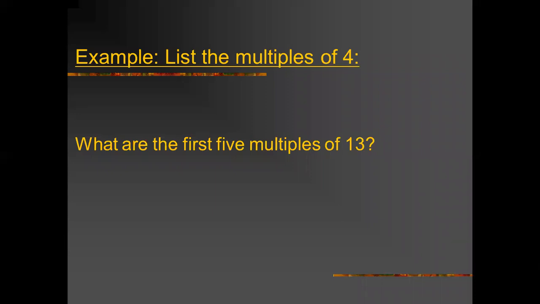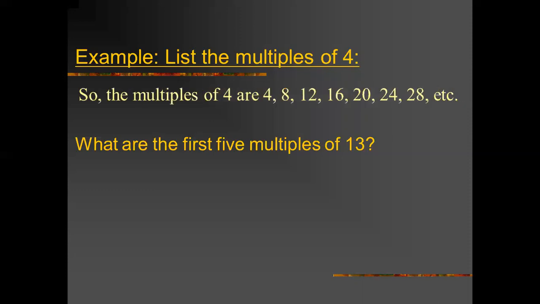How does the question come up with multiples and factors? He would give me a number and ask me to list the multiples of 4. Okay, I will start. 4 times 1 equals 4, 4 times 2 equals 8, 4 times 3 equals 12, 4 times 4 equals 16, times 5 equals 20, 24, and so on.